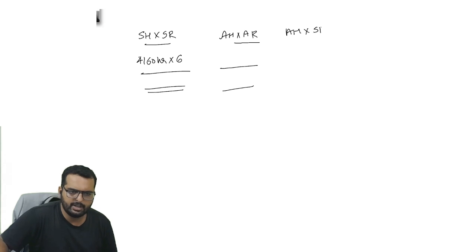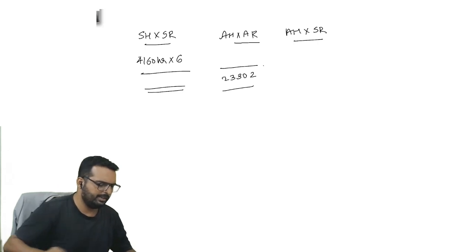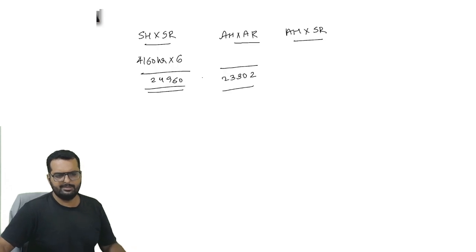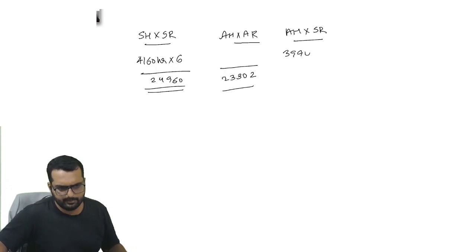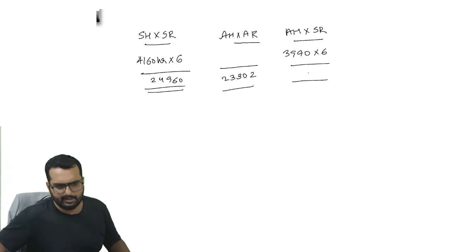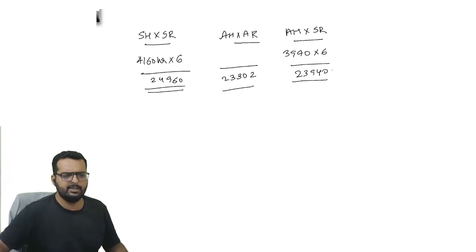The last one will be AH into SR. 23,302. How much is 4160 into 6? 24,960. And what was the total actual hours? 3990 into 6, 23,940. Write down this and finish it off.